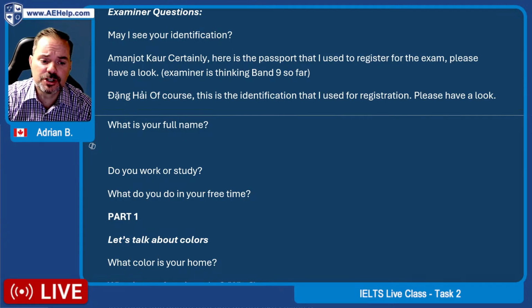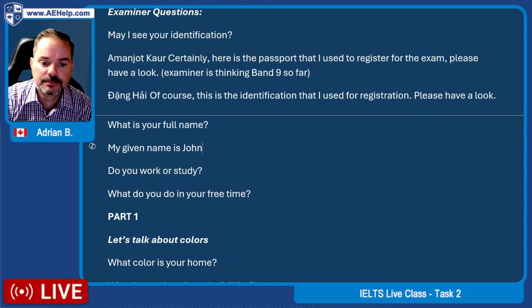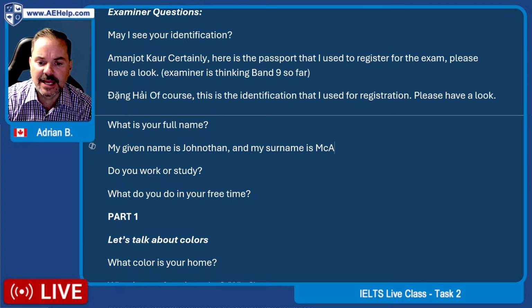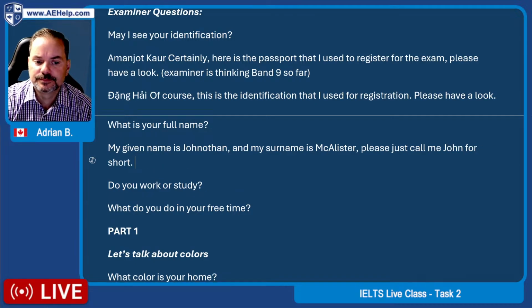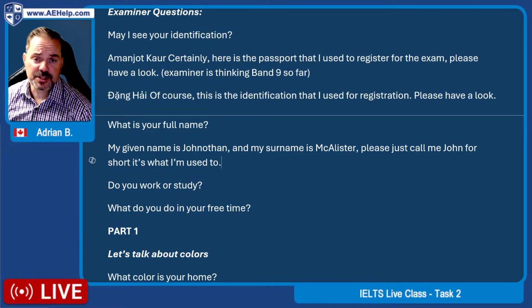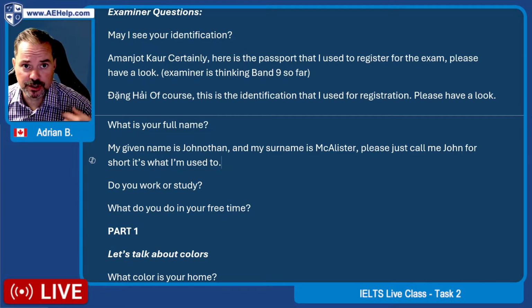Nice formal introduction. My given name is Jonathan, and my surname is McAllister. Please just call me John for short. It's what I'm used to. Okay, that's a nice formal introduction of a person named John.